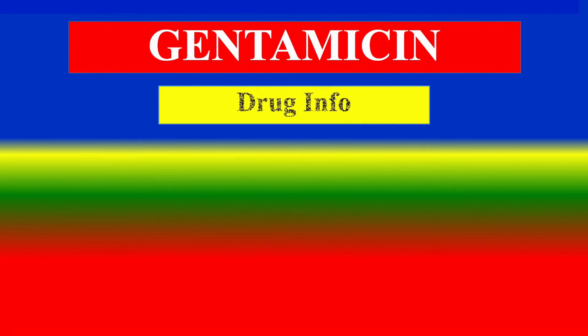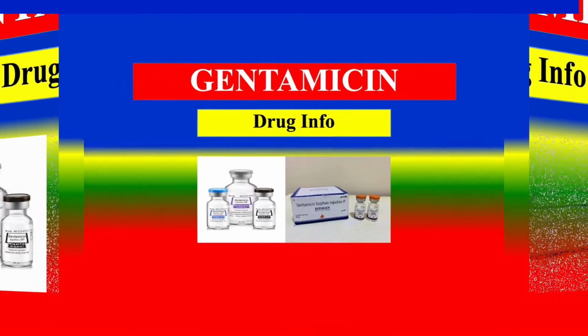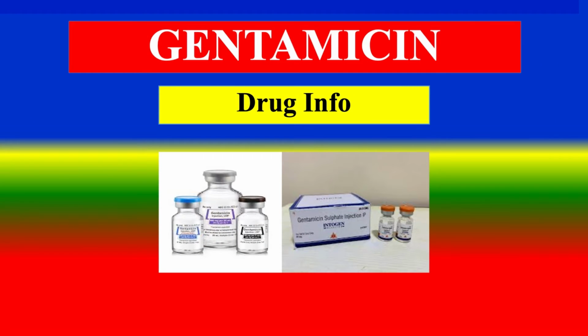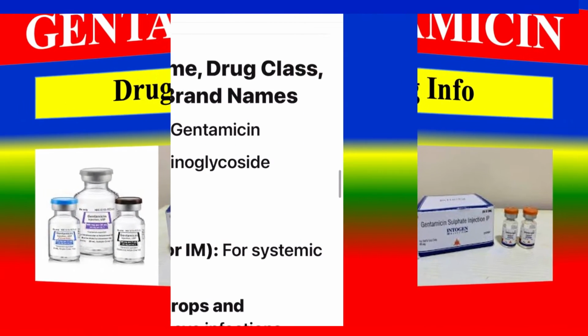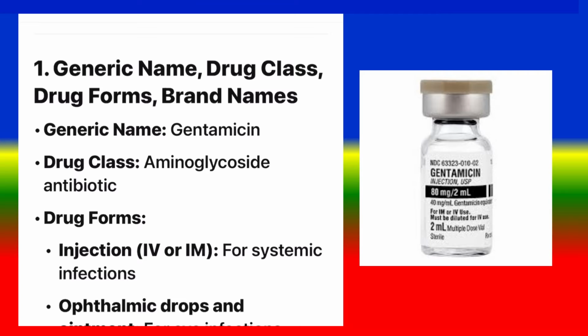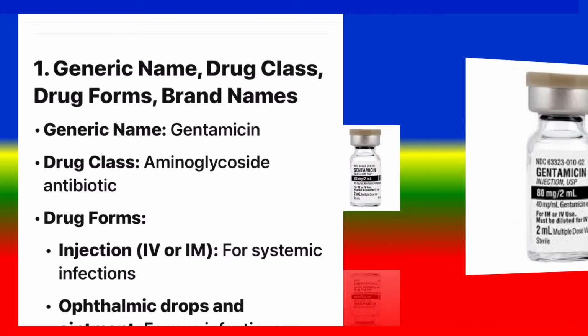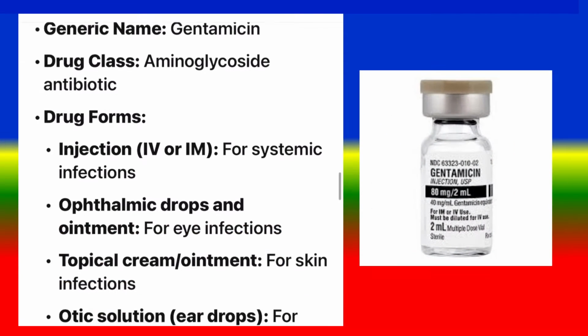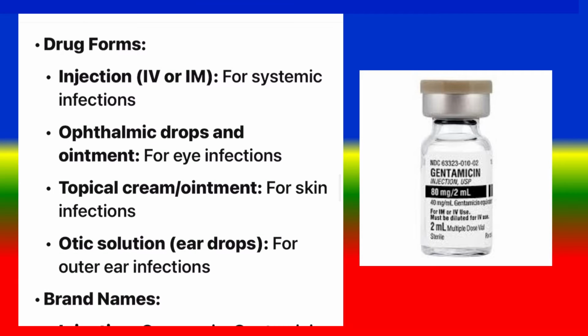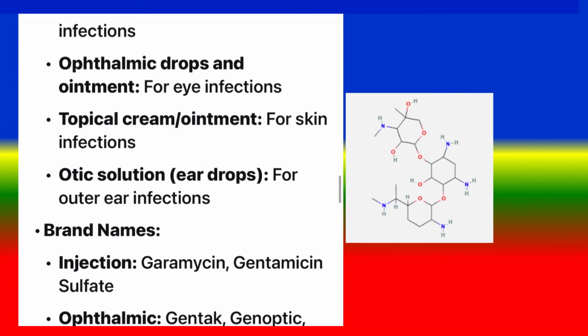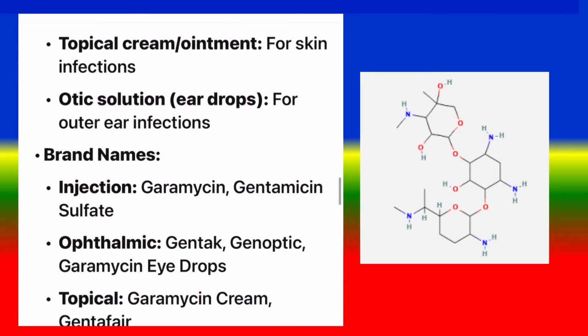This is a detailed and comprehensive overview of gentamicin. 1. Generic name, drug class, drug forms, brand names. Generic name: gentamicin. Drug class: aminoglycoside antibiotic. Drug forms: injection, IV or IM, for systemic infections; ophthalmic drops and ointment for eye infections; topical cream or ointment for skin infections; otic solution ear drops for outer ear infections.